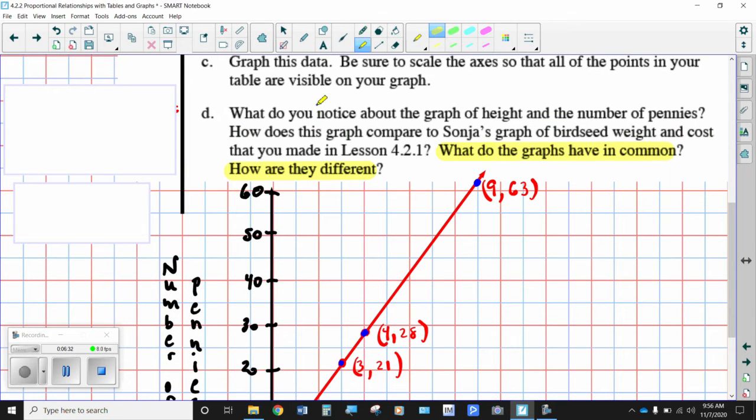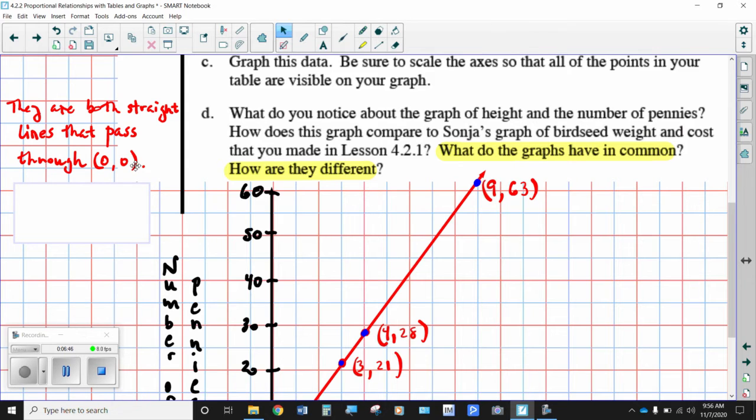So let's answer the question. What do you notice about the graph of height and the number of pennies? How does it compare to Sonia's graph of birdseed that we had yesterday? So you can take a look at the graph that you did yesterday and look at it. And what are the similarities? Well, the fact that they're both straight lines and they pass through 0, 0 makes both of those situations, the million penny tower and Sonia's birdseed, proportional in nature. What would be different would be whatever the unit rate is.